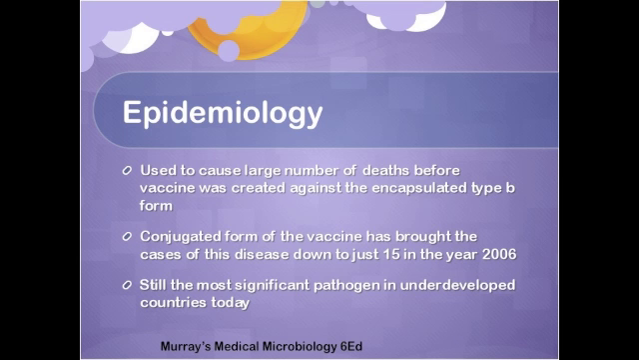After 1987 and the discovery of the conjugated form of the vaccine, these problems have all but completely been eliminated from the equation. In fact, in 2006, only 15 cases of the bacteria-caused diseases were reported in the United States.